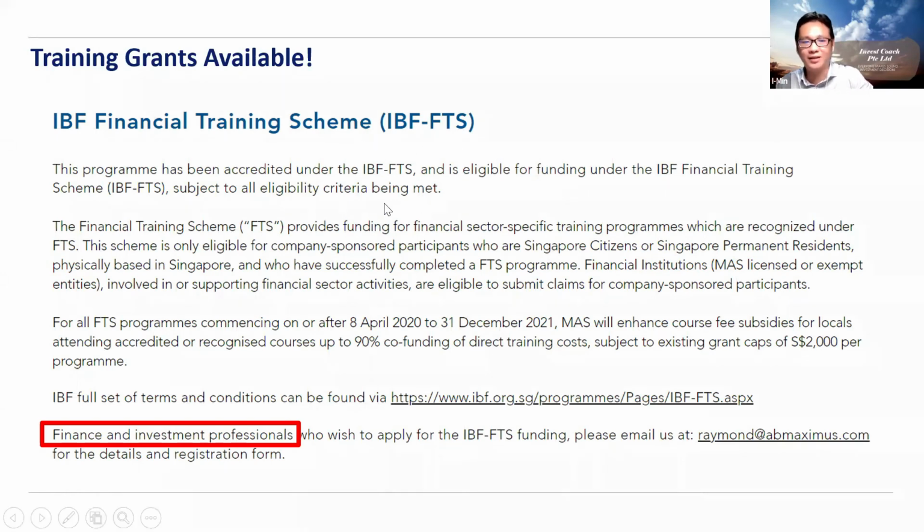Okay, so IBF is a government body, the Institute of Banking and Finance, and is eligible for funding, as you can see here. So basically, we want to make sure that this program is not just any program. We actually went for accreditation, and we successfully got it. So a government body actually accredited our program. And with this accreditation, if, for example, you are a finance and investment professional, you can apply for the FTS funding.